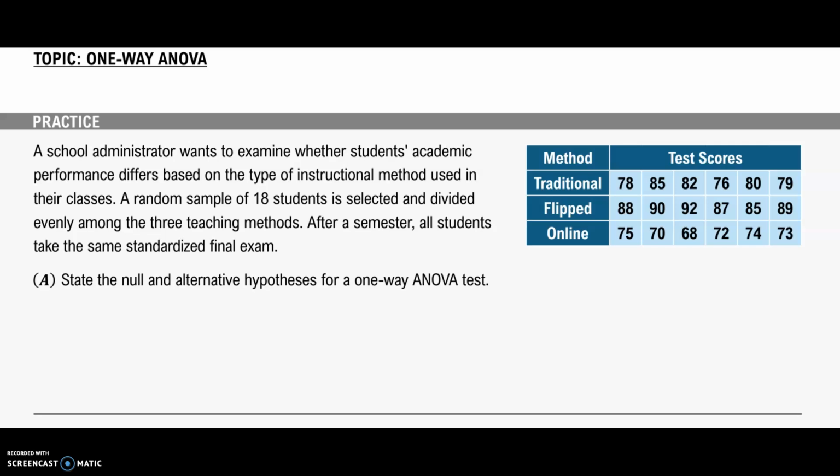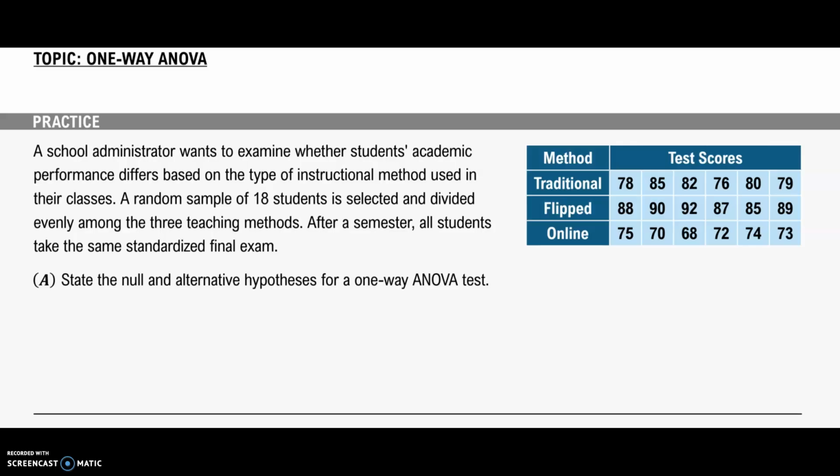Here's an additional example of a one-way ANOVA. This time we're going to do it on our TI-84 calculator. We have a random sample of 18 students which is selected and divided evenly among 3 teaching methods. So we have an experimental design with random assignment. Therefore, we can assume independence. After a semester, all students take the same standardized final exam.